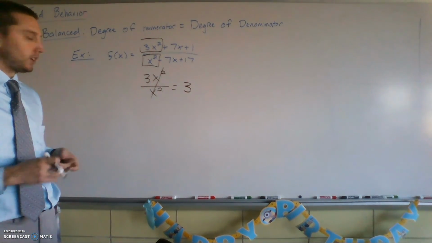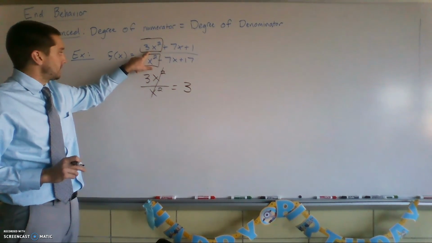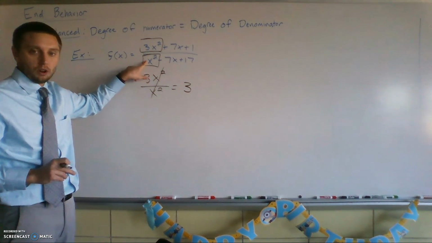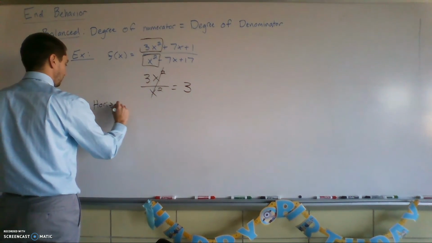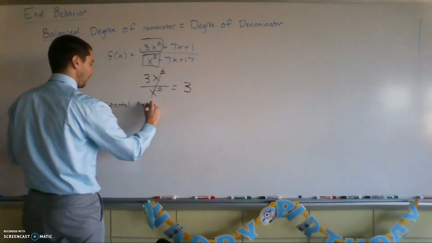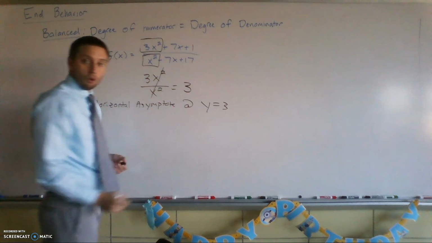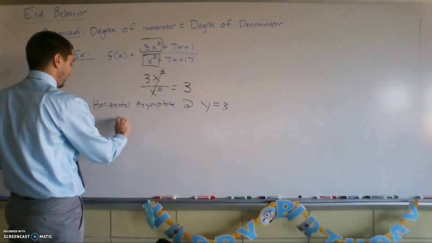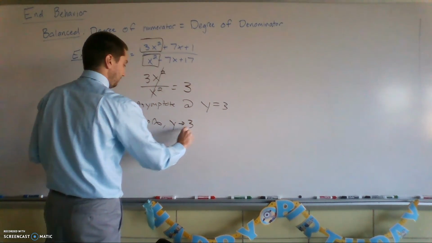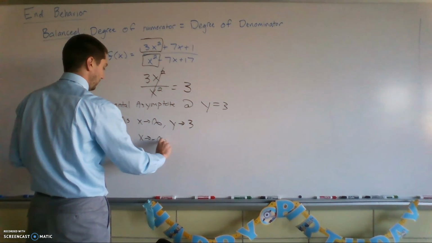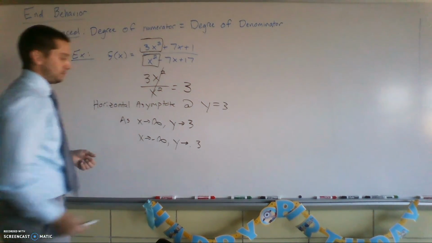And the way you're going to figure out that horizontal asymptote is you're going to look at these leading coefficients. So in this case, my leading coefficient was 3 over 1, which is equal to 3. So in this case, I'm going to have a horizontal asymptote at y equals 3. Or if you want to write our end behavior, you could say as x approaches infinity, y is approaching 3. And as x approaches negative infinity, y is approaching 3.